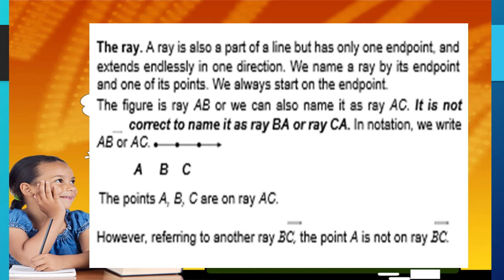We are going to start with the endpoints. The points A, B, C are on ray AC. However, referring to another ray, BC, point A is not on ray BC because A is on the left side of B. It does not lie on ray BC.